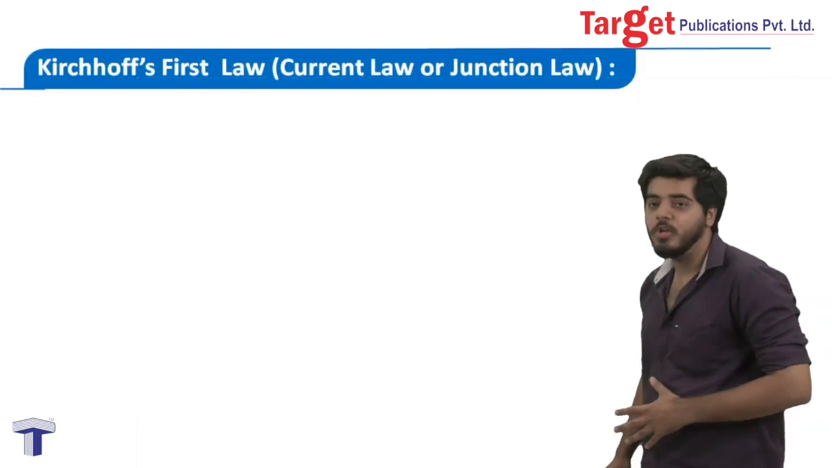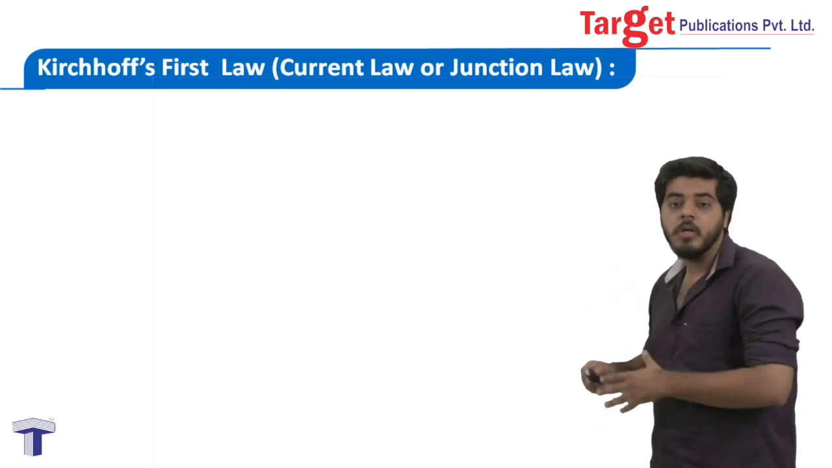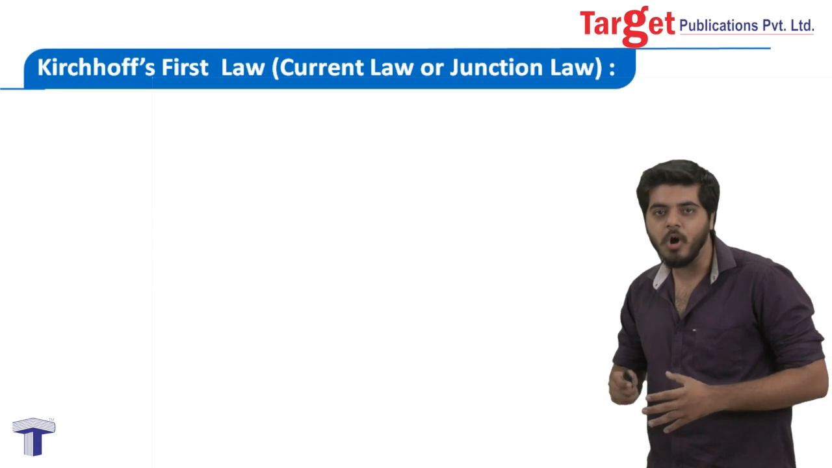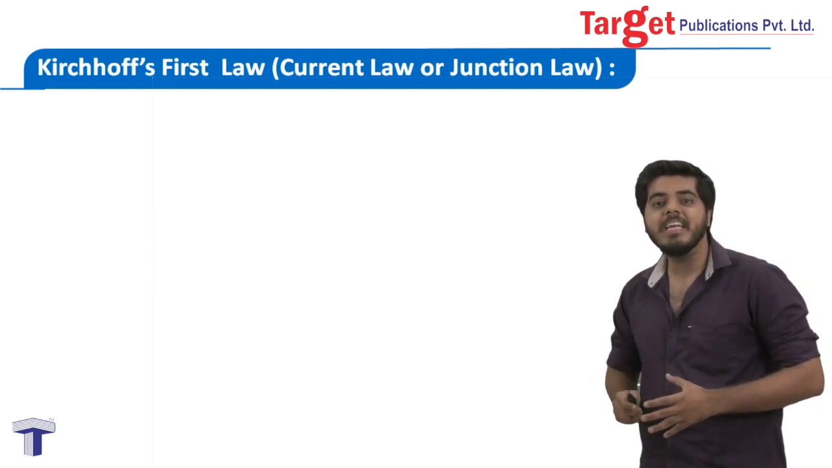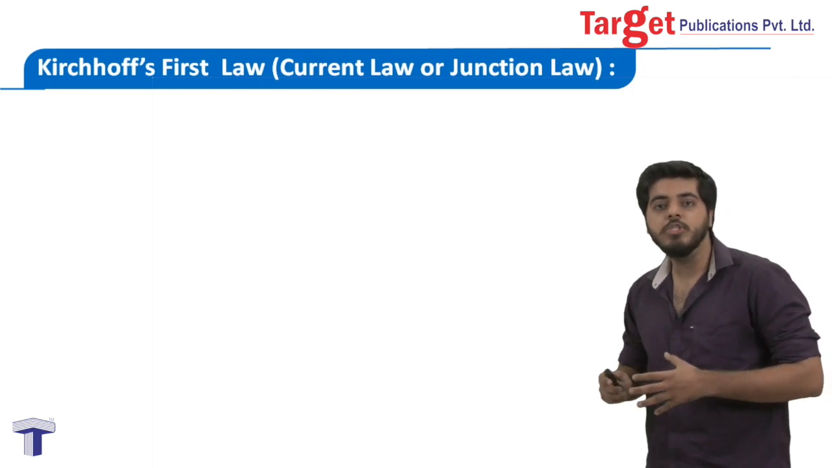Now Kirchhoff's first law, as you all can see, is also called the current law or the junction law. Why is Kirchhoff's first law called the current law or junction law? Because in Kirchhoff's first law we have to deal with current and we have to learn about junction.